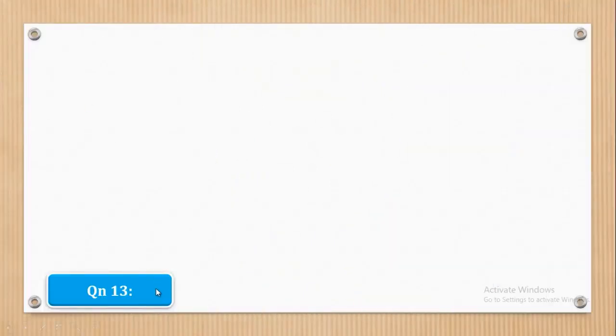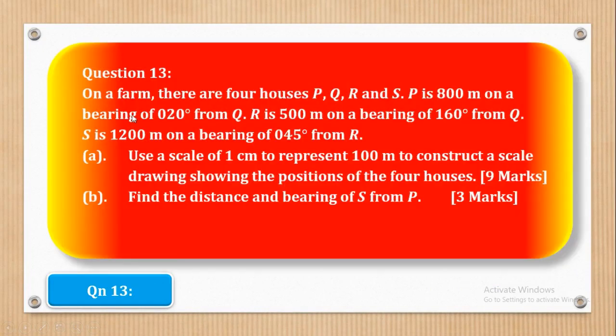We shall begin with question 13. Question 13 says, on a farm there are 4 houses, P, Q, R, and S. P is 800 meters on a bearing of 020 degrees from Q. Note that word. R is 500 meters on a bearing of 160 degrees from Q. And S is 1200 meters on a bearing of 045 degrees from R.